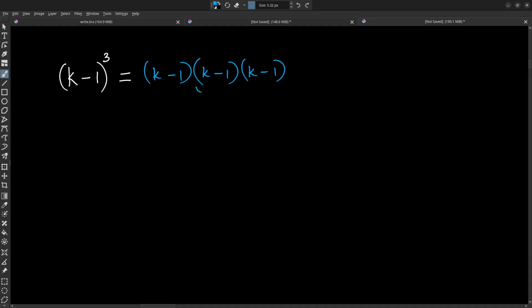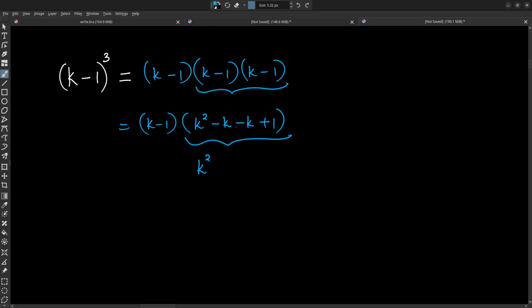Let's start with these last two terms here, right? So we still have this first term, k minus 1. So let's expand these last two. So k times k, that's going to be k squared. Then k times negative 1 will be negative k. Negative 1 times k, that will give you negative k. Then negative 1 times negative 1 will give you plus 1. So what does this become? So this becomes k squared minus 2k plus 1. Then, of course, we have this first term and we have the equal sign.